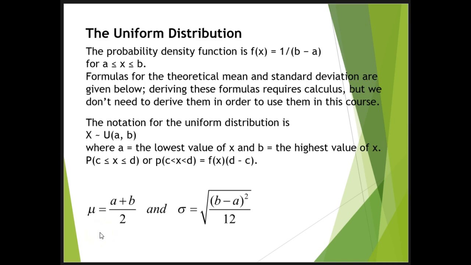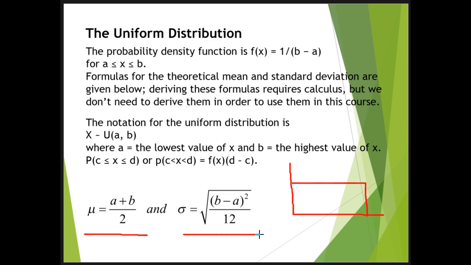Now let's talk about the uniform distribution. Uniform distributions are approximately the same throughout. And so when we saw a graph of it, a uniform distribution looks something like this. Okay, and here is the formula for the theoretical mean, and here's for the standard deviation.